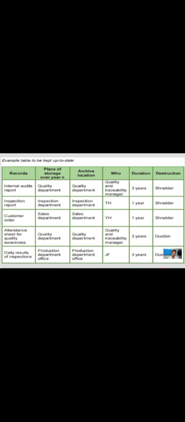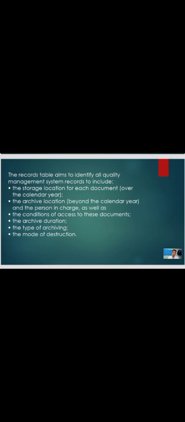As part of our discussion, we're going to tackle the record management table. This is an essential checklist for the quality and traceability manager. Here is an example of the record management table. The table provides an overview in a single document of all records of the quality management system, as well as their archive location and period. The records table aims to identify all quality management system records, including the storage location, the archive location, the archive duration, the type of archiving, and the mode of destruction.